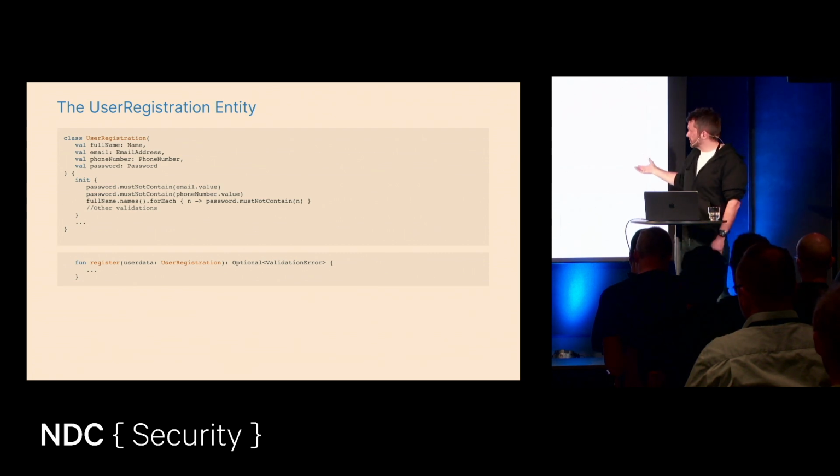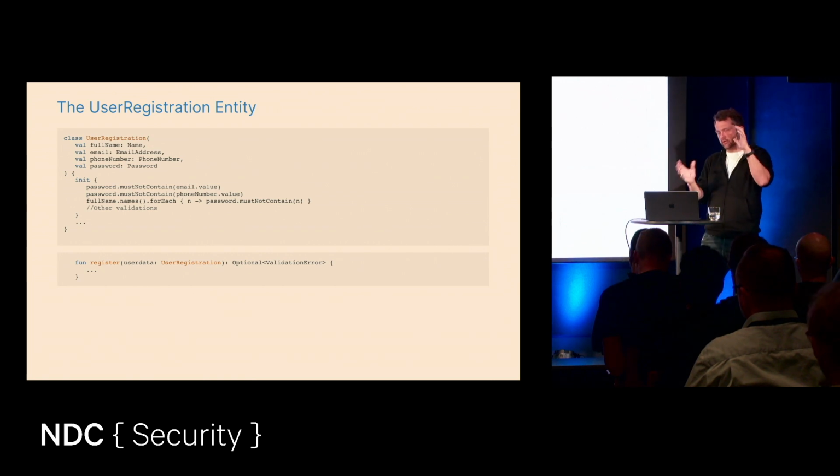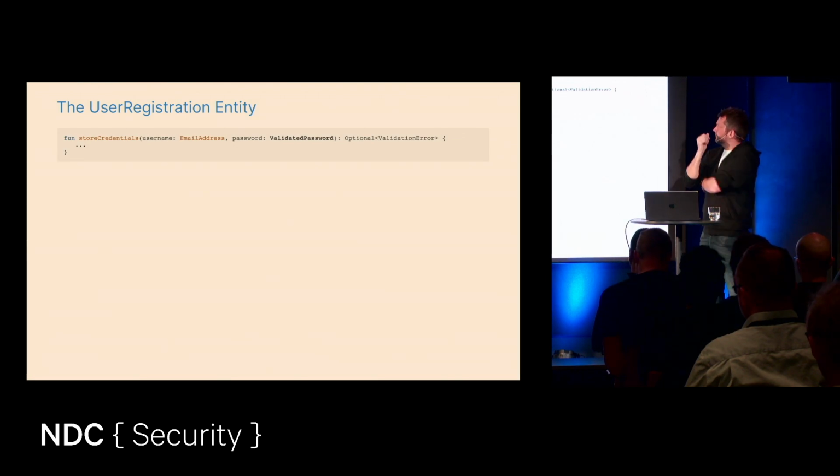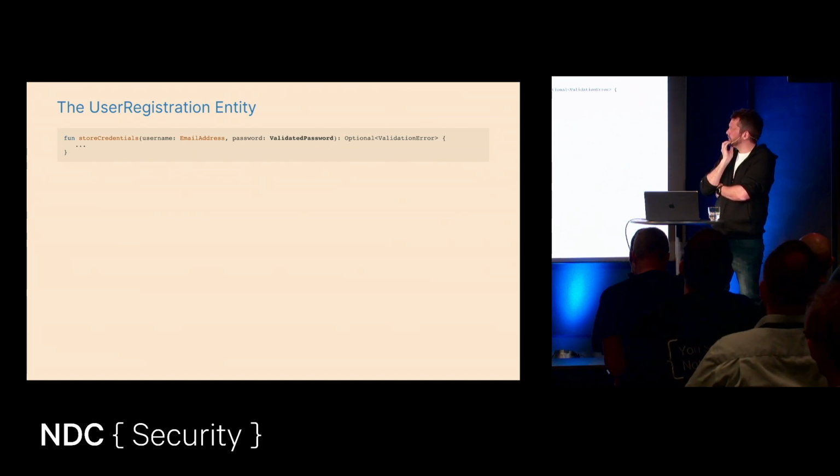We want to register this user. We're using this user registration instead of separate fields because we want them to be valid altogether as a concept. Now, next up, we see this thing here. So we're going to store the exact credentials because those are going to be stored in a specific way. In this case, we have a username that's an email address, and then we have a validated password.